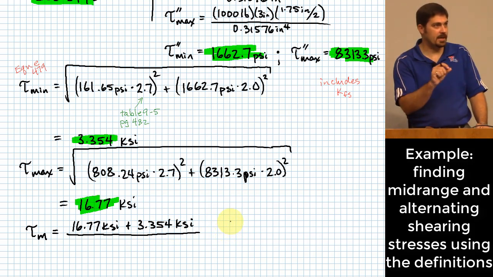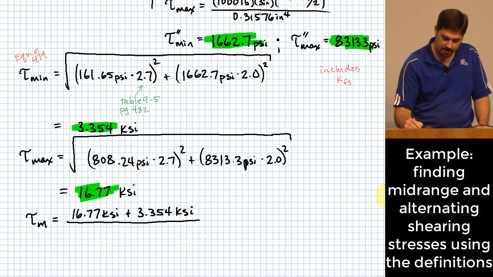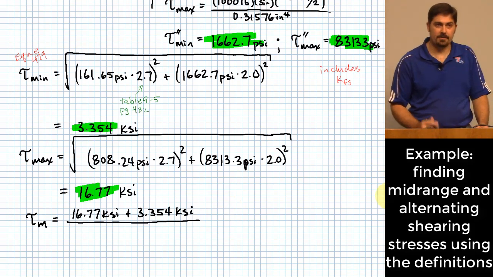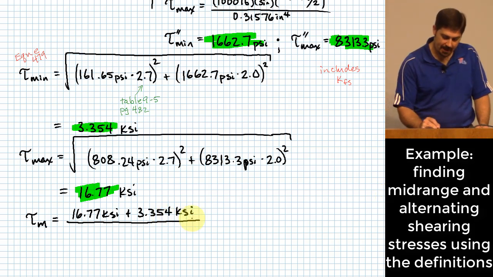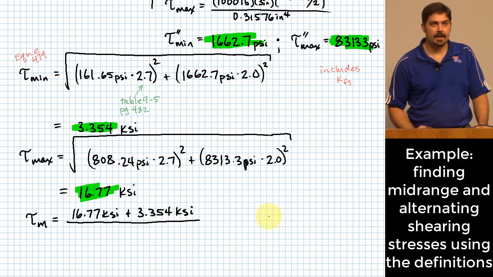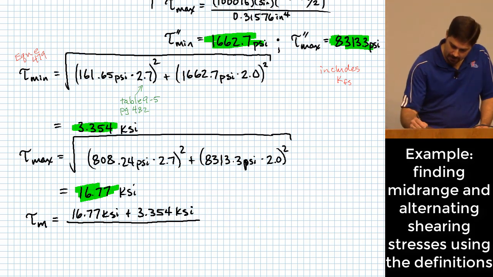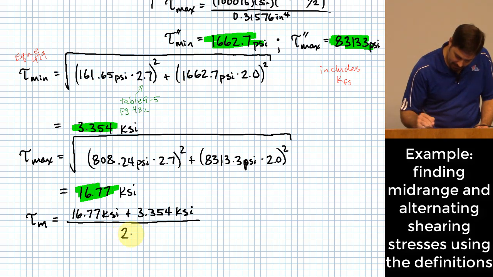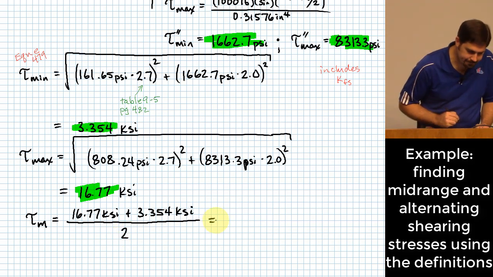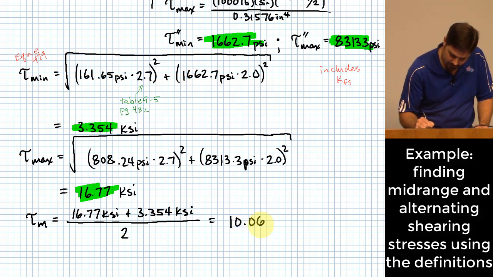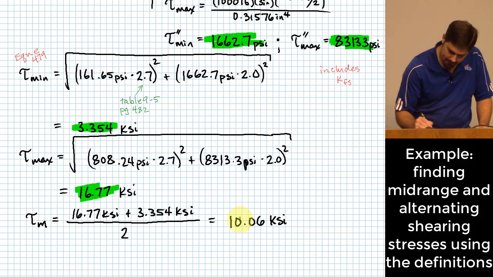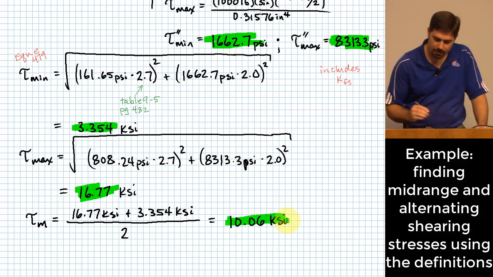We're not doing that because we have both the same direction, but if you had a reversing, if it actually reversed direction, you'd want to make sure that that was indicated in the signs of your mid-range and alternating shearing stresses here. So go ahead and leave that there. We have this average is 10.06 KSI. Okay, that is a very important number for us.